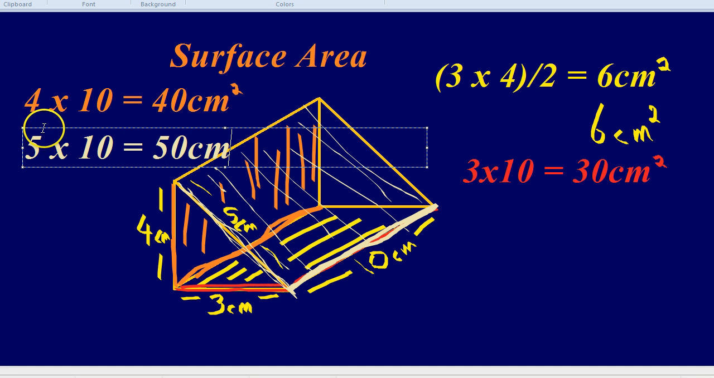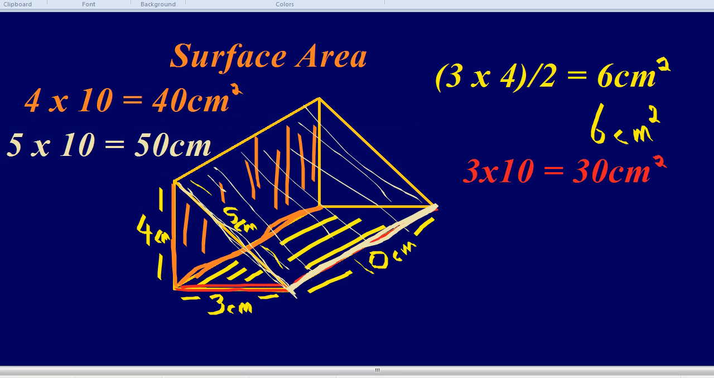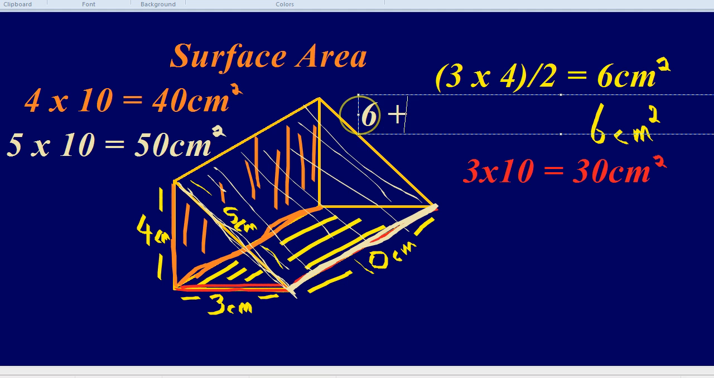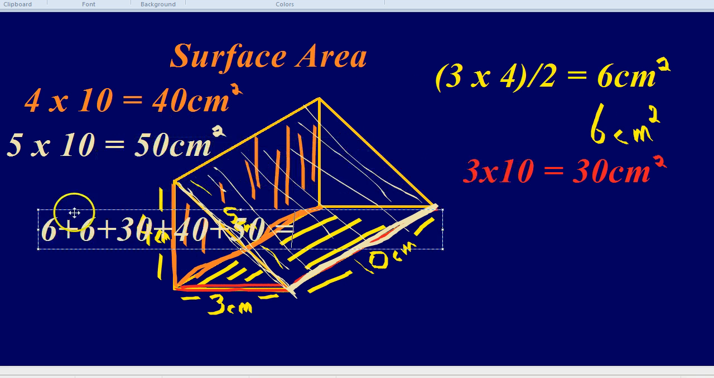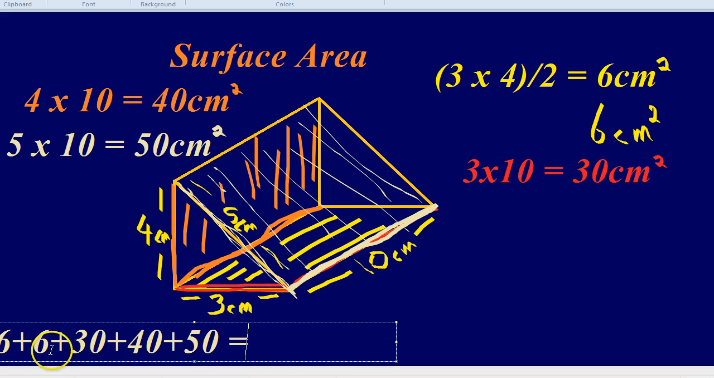Our last challenge now is to add up all of those different surfaces to get the total surface area. 6 plus 6 plus 30 plus 40 plus 50 equals, let's put it down here, equals 12 plus 30, 42, plus 40, 82, plus 50, 132. So 132 centimeters squared.